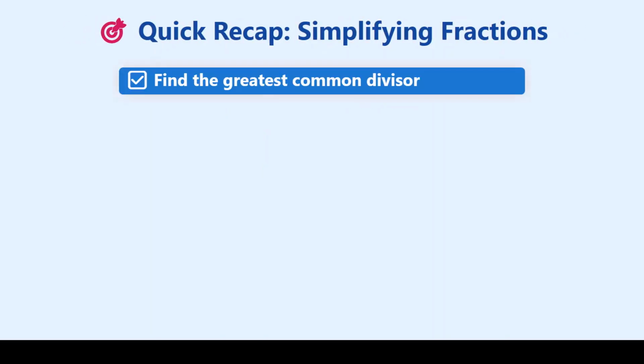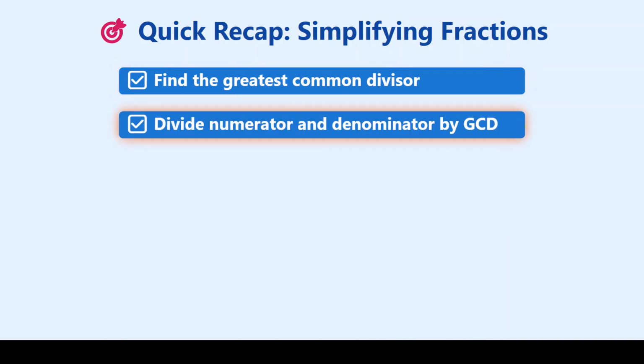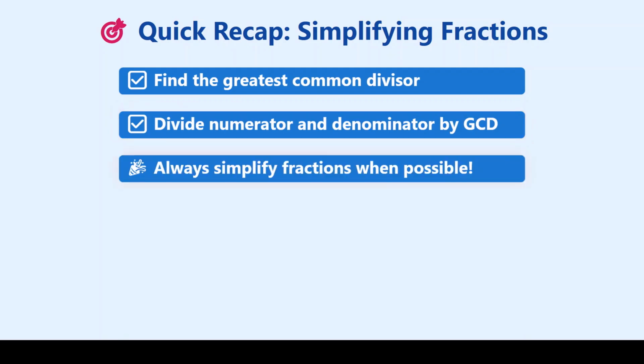Let's quickly recap simplifying fractions. Step 1. Find the greatest common divisor of numerator and denominator. Step 2. Divide both by the GCD to simplify. And remember, always simplify fractions whenever you can.